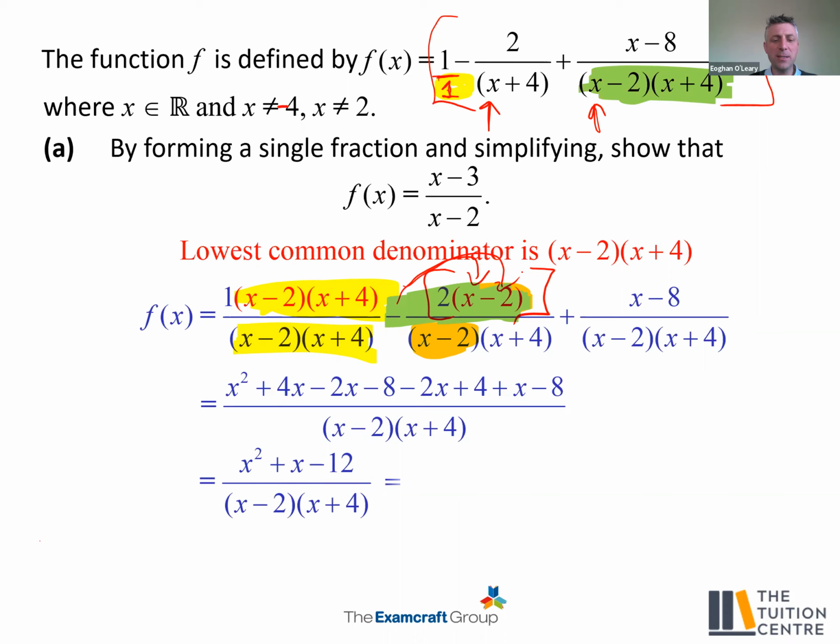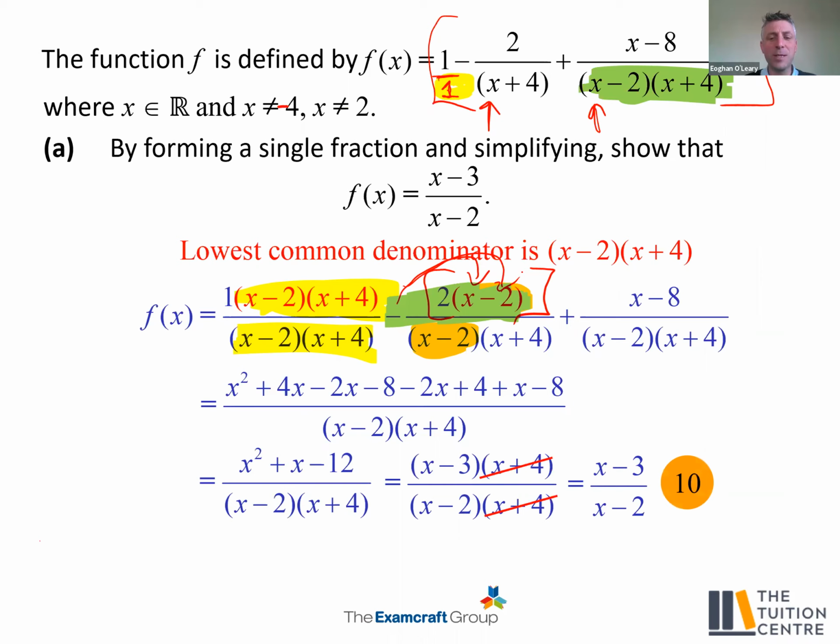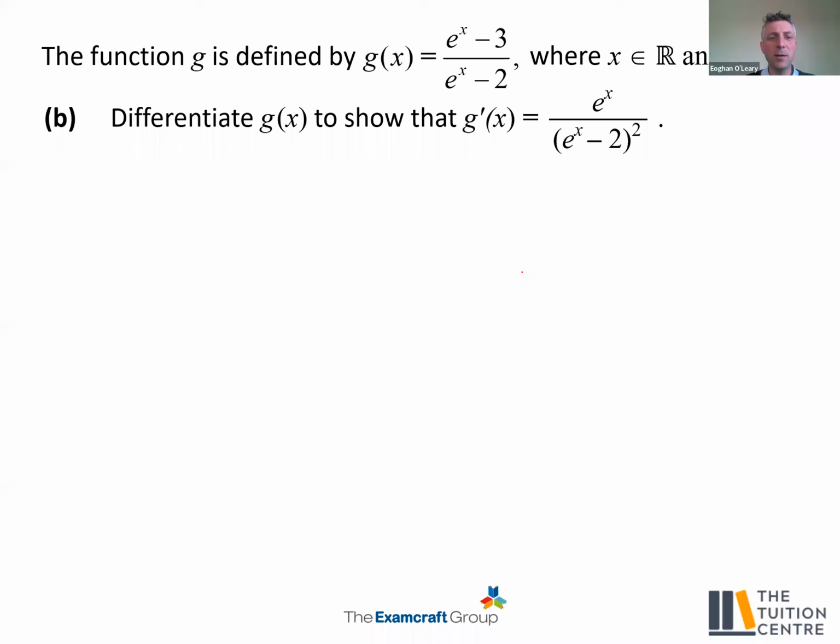You're keeping an eye on your answer. You factorize the top, x minus 3 times x plus 4. Of course, the x plus 4 will divide into the x plus 4, and you're left with the answer that you want. And that was for 10 marks. So in theory, all students should be able to do that, but in practice, we know a lot of students will make a mistake with it. We continue on, of course.